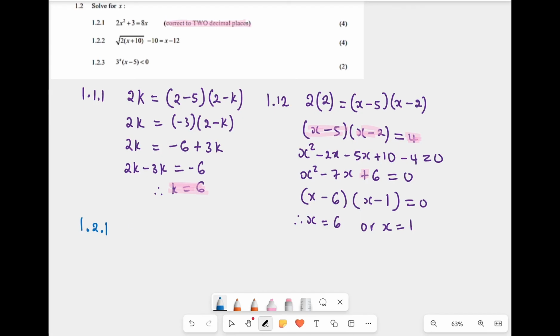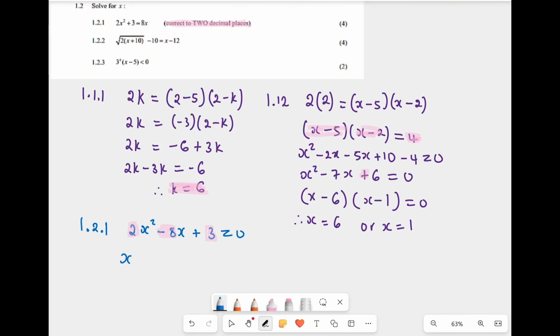So standard form will be 2x squared minus 8x and then plus 3. This is equal to 0. Now our equation is written in the form of ax squared plus bx plus c is equal to 0. Now from here we can see our a is positive 2, our b is negative 8, our c is positive 3, and then we write our formula.